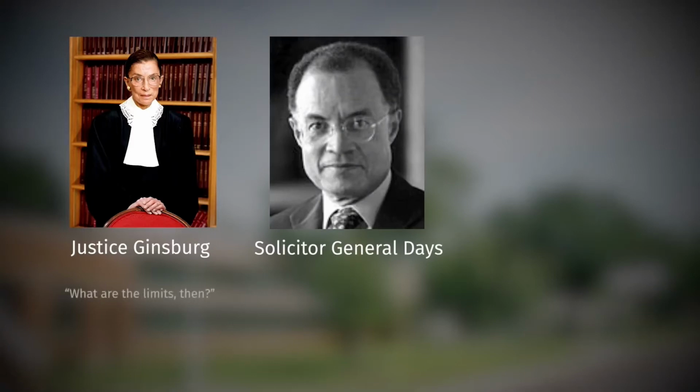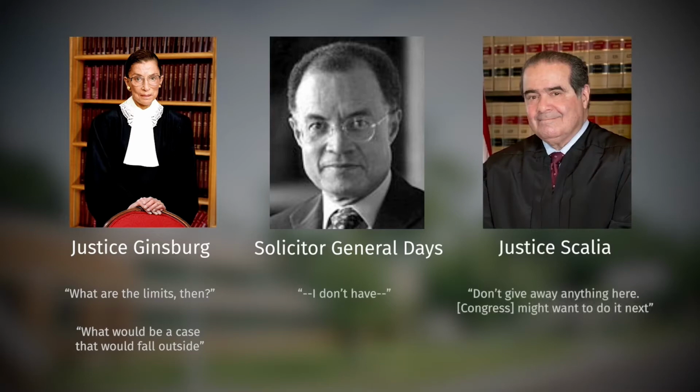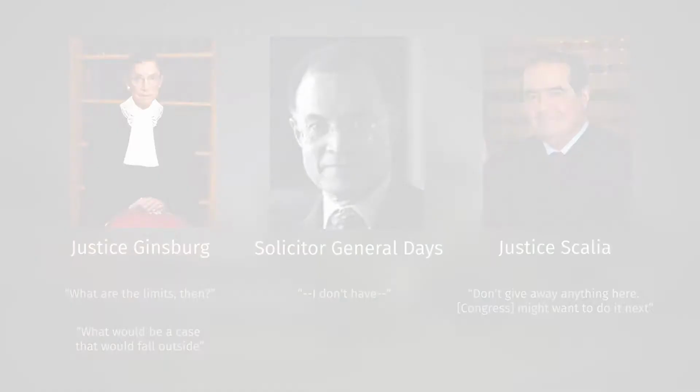The Fifth Circuit Court of Appeals, however, reversed his conviction. The United States appealed the case to the Supreme Court, but was unable to articulate what limits existed on the scope of Congress's powers. During oral arguments, Justice Ginsburg asked the Solicitor General, "What are the limits, then? What would be a case that would fall outside?" After an uncomfortable pause, he replied, "I don't have..." Justice Scalia then interjected, "Don't give away anything here. They might want to do it next." The inability of the Solicitor General to identify a limiting principle to its theory of congressional power was fatal to the government's argument.